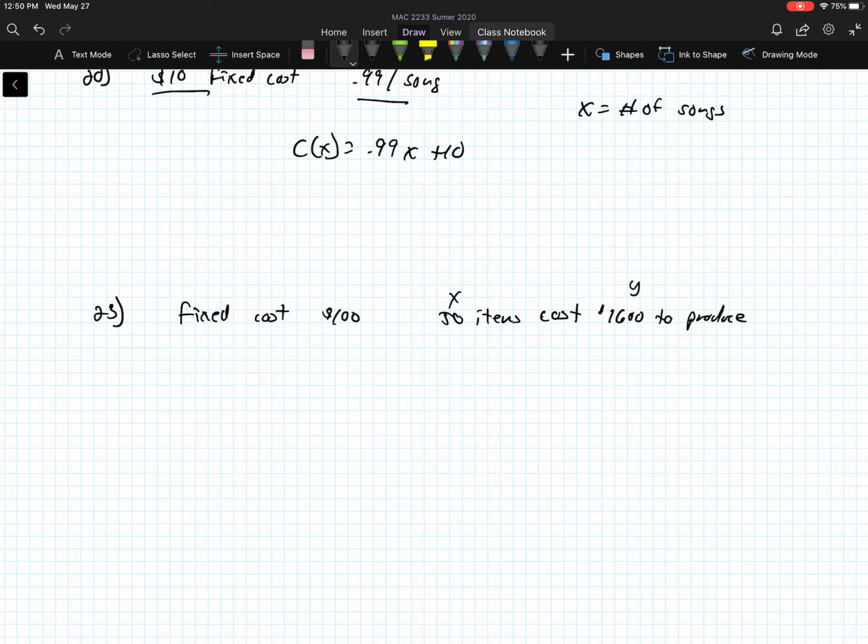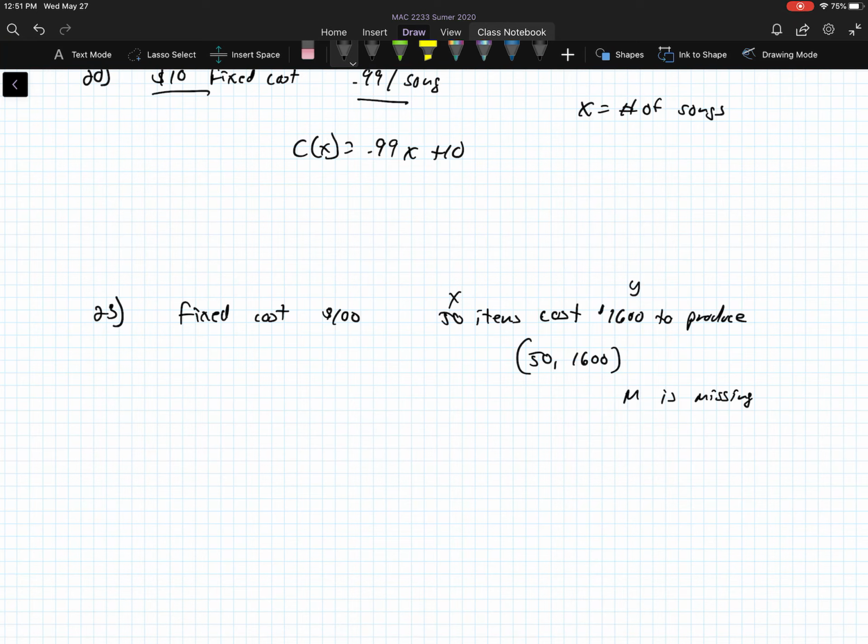So what we have here, in essence, is an x and a y. The reason that the 50 items is an x is because the cost to produce depends on how many items we produce. If I was to write this as an ordered pair, it would look something like this. What we have to do here is figure out, in this case, we're missing one piece of information. And that piece of information that we're missing is the slope, right? So we're missing m.